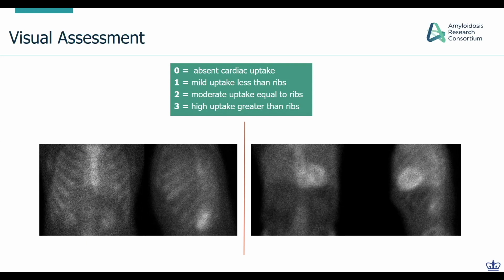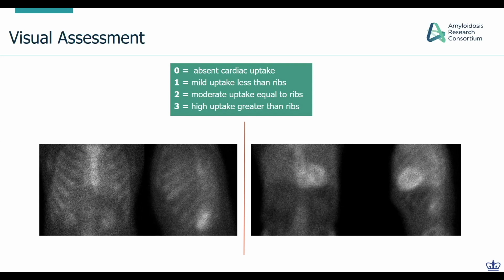The second thing we look at is whether there's any myocardial uptake. In this case, you can see the left images, the anterior view and the lateral view. You don't see any uptake in the heart. And then we give a visual score. If there's no uptake in the heart, it's 0. Visual score 1 is if the uptake is less than ribs, and this is read on the lateral view.